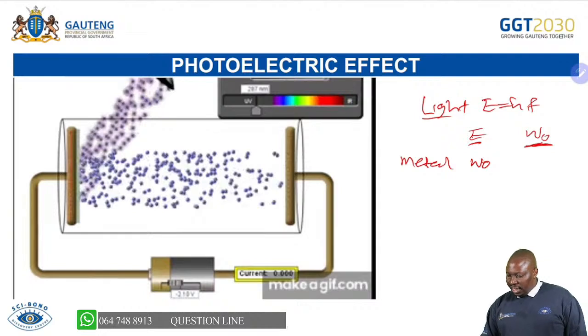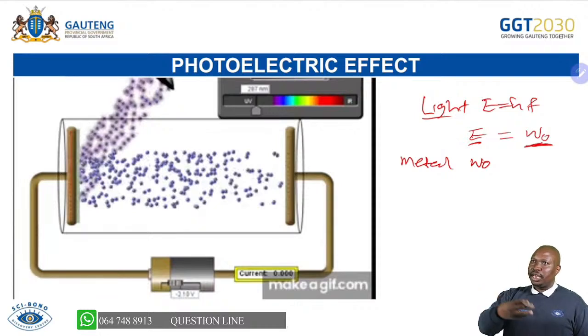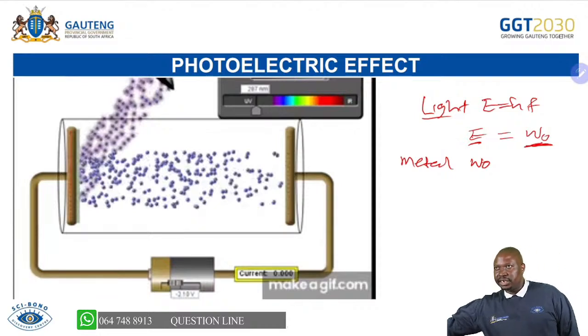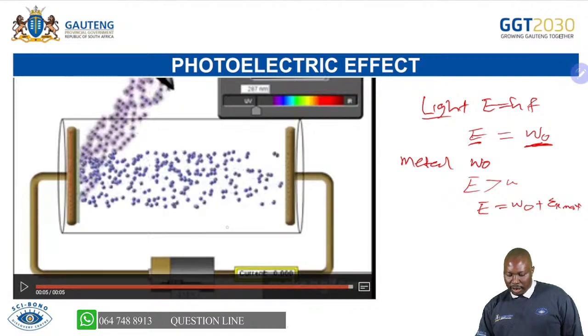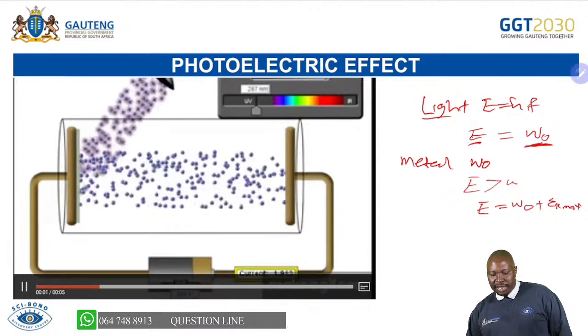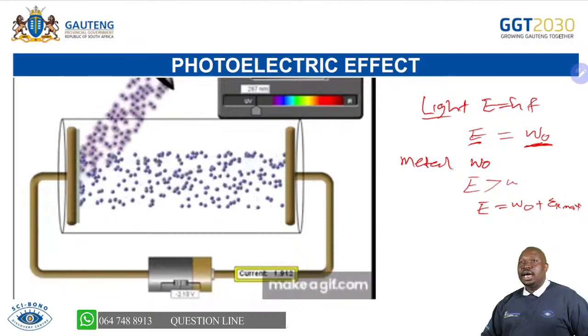Now, if the energy of a photon is less than the work function, there will be no photoelectric effect. If it's equal, there will be a photoelectric effect. Electrons will be removed, but they won't have kinetic energy. But if it's greater, the photon energy will be the work function plus EK max. This is the case in this one. You can see that when you expose the metal, the electrons are removed.